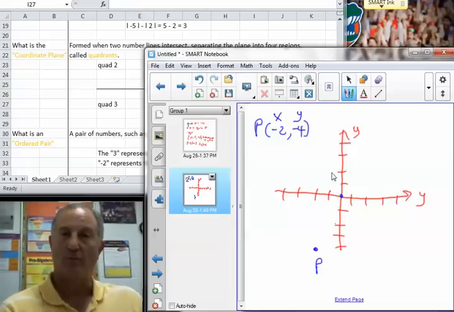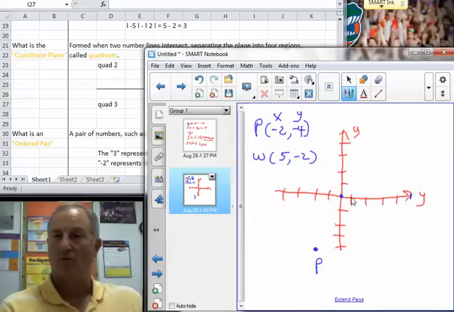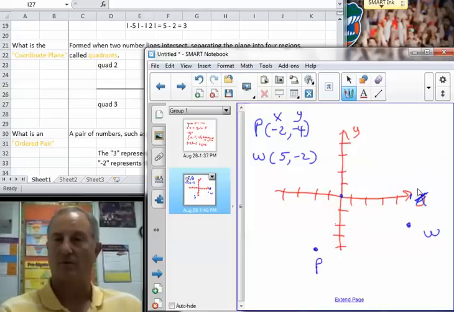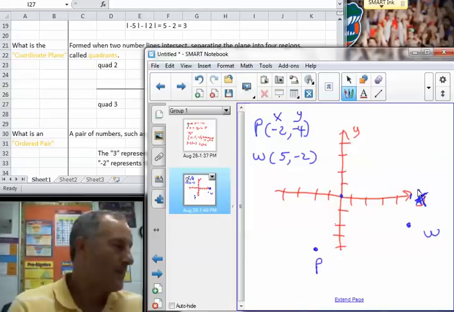You want to graph the point W. And let's say W is at 5, negative 2. So my x, let's say, get a 5 out here. So there's 1, 2, 3, 4, 5. That's supposed to be x. And down 2. There's my W. Well, that's the x-axis. I don't know what I was thinking there. That's how you would graph the points.